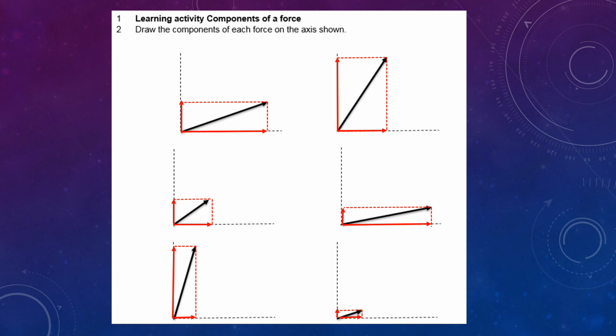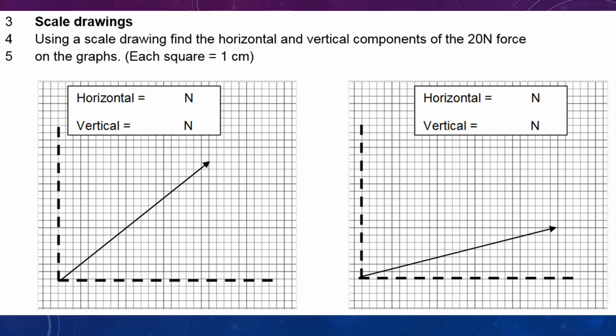Okay, so on the next page here, you have some scale drawing. So most of the time when you're given a diagonal drawing on a grid, you should be able to give me the actual numbers. Okay, so exactly the same step. If you have a diagonal force, you can either start with your horizontal or your vertical component, doesn't really matter. I'm going to start off with my vertical component first.